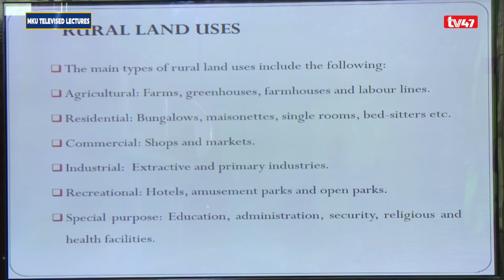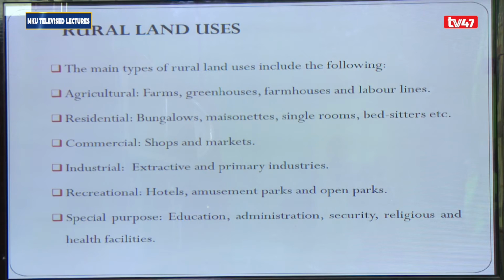Labor lines, these comprise the residential accommodation units for the workers who are working within those farms. Then there's residential users: bungalows, maisonettes, single rooms, bedsitters, and the like. Commercial, we have shops and the markets within those rural setups. There are markets and the shopping centers.